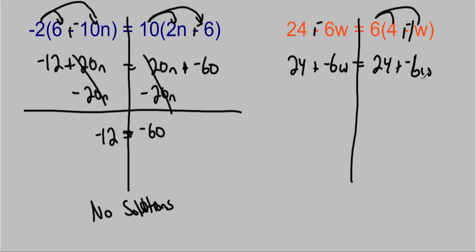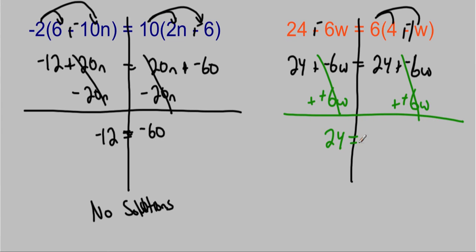I always like to make sure. So let's get rid of our w's over here. They were adding a negative 6, so I'm going to subtract a negative 6w. Well, it's the same thing as adding a positive. So it cancels out on both sides, and all I'm left with on the left is 24, and on the right is 24. This one does make sense. It is true that 24 is equal to 24, so this is another one of our all solutions. Anything you want to plug in for w, it will work every single time.